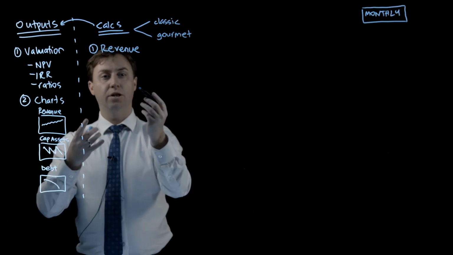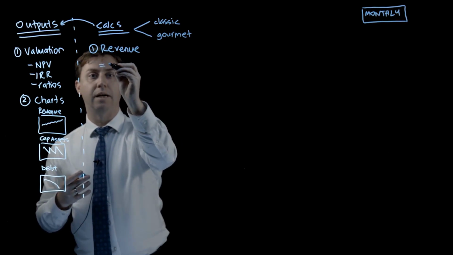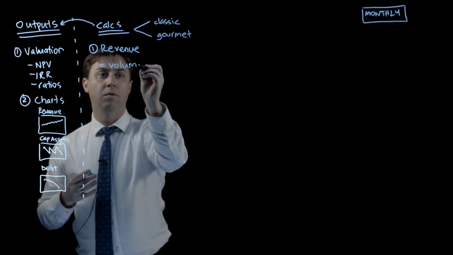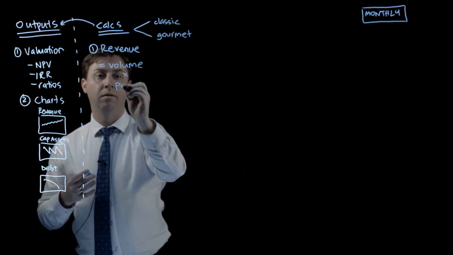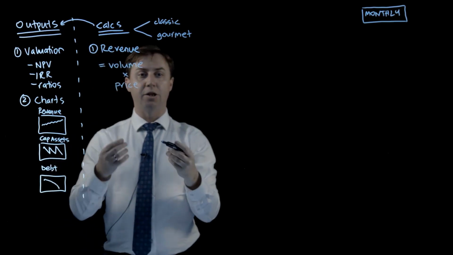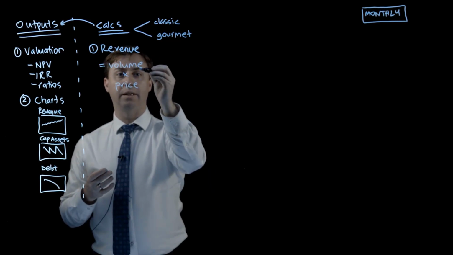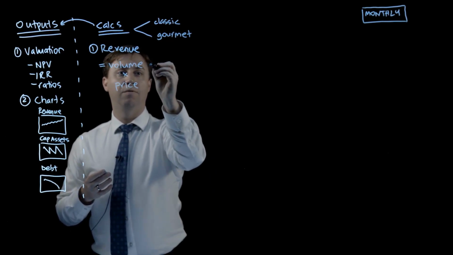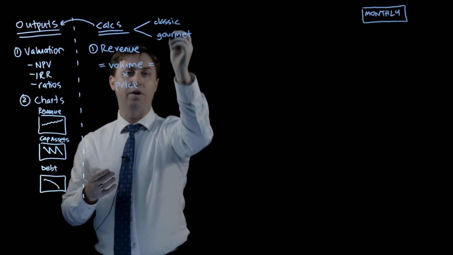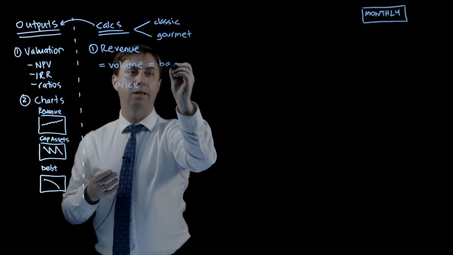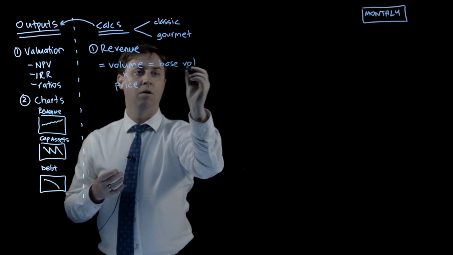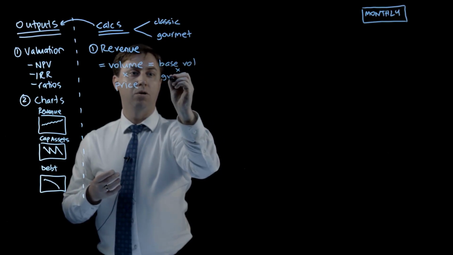The core logic of our revenue is simply going to be volume times price. And actually most businesses you can reduce to this basic idea. Now if we look at each of these elements in turn, the volume we're going to calculate for each of our products is simply a base volume multiplied by what I'll call a growth factor.